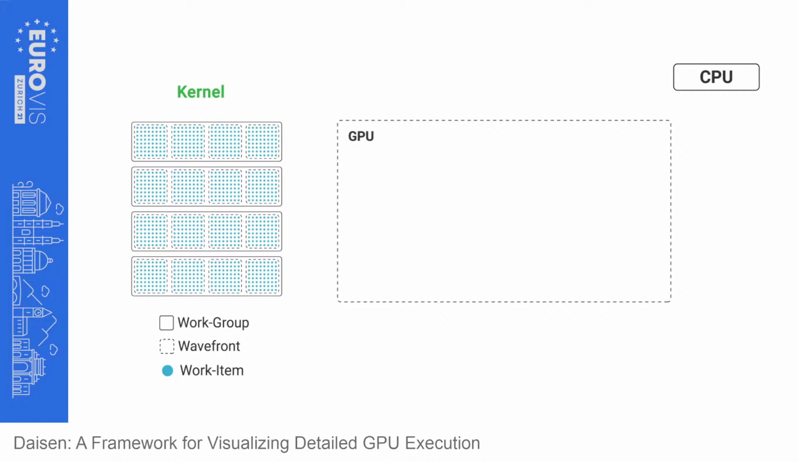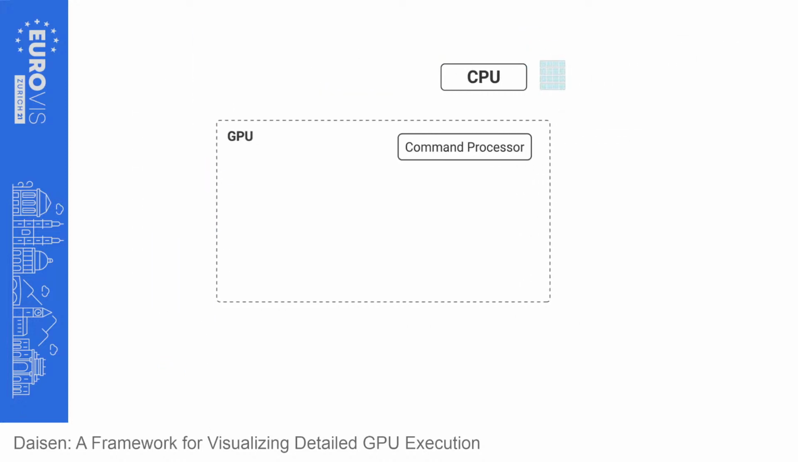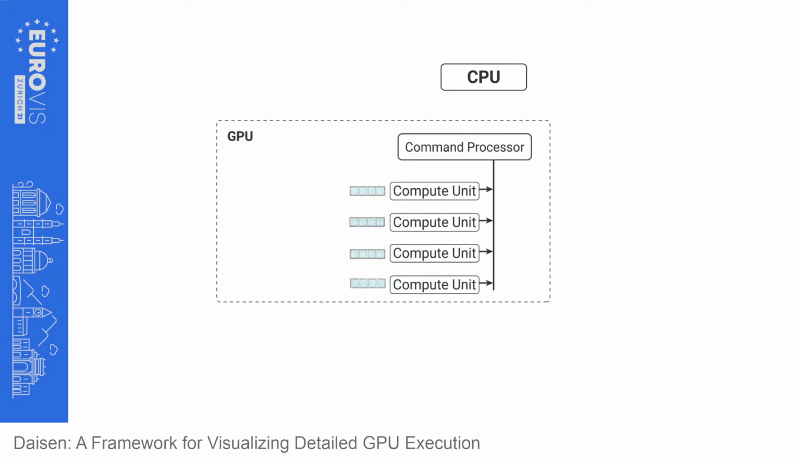We call the collection of work items in a kernel a grid. The GPU has a command processor to process the command from the CPU. For kernel launching commands, the CPU sends the grid to the command processor. The command processor breaks down the kernel into workgroups and sends the workgroups to the compute unit in the GPU.